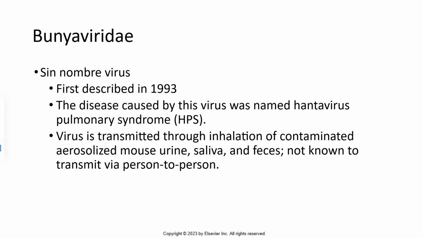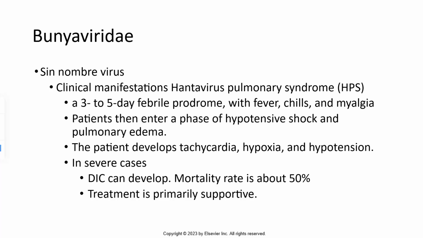Sin Nombre virus, first described in 1993, and sin nombre in Spanish means without a name. The disease caused by this virus was named hantavirus pulmonary syndrome. The virus is transmitted through inhalation of contaminated aerosolized mouse urine, saliva, and feces, not known to be transmitted person to person. Clinical manifestations of hantavirus pulmonary syndrome: 3 to 5 day febrile prodrome. Patients then enter a phase of hypotensive shock and pulmonary edema. Patient develops tachycardia, hypoxia, and hypotension. In severe cases, DIC can develop. Mortality rate is about 50%.